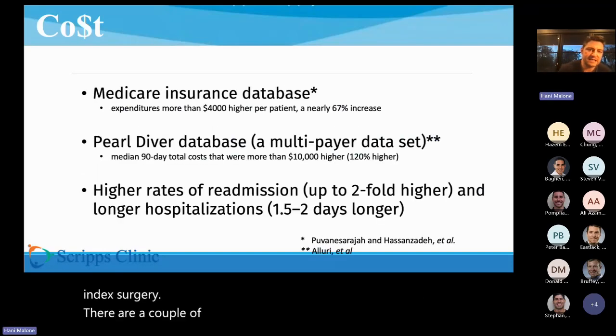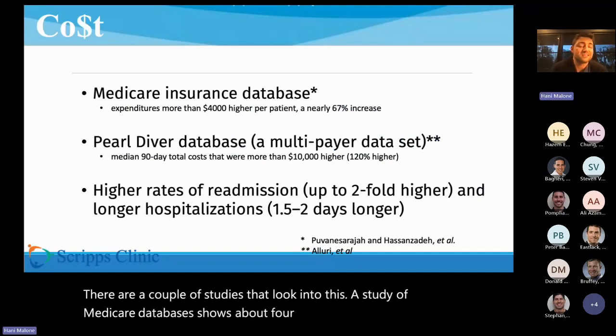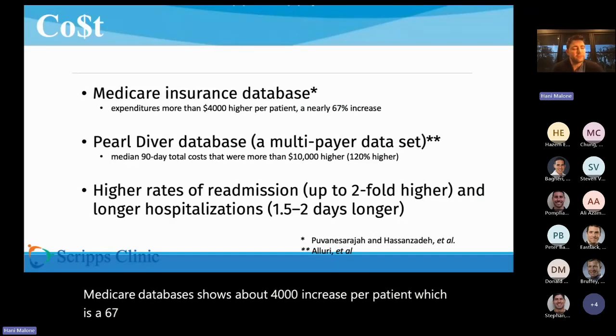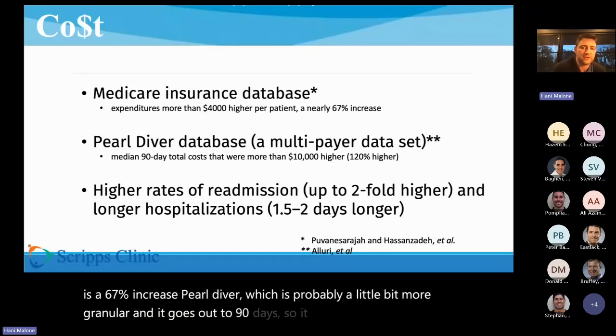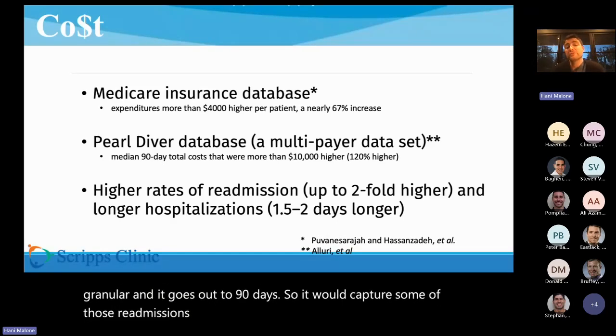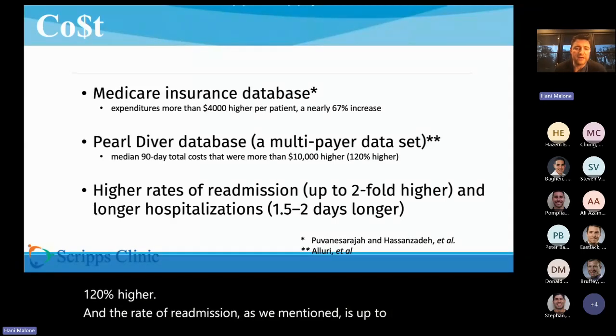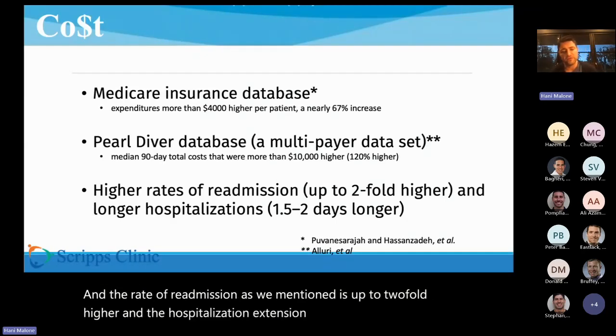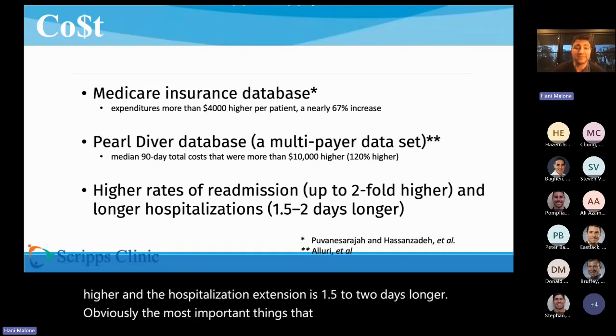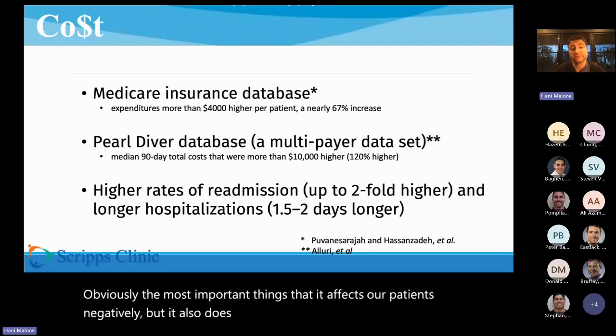There are a couple of studies that look into this. A study of Medicare databases shows about $4,000 increase per patient, which is a 67% increase. PearlDiver, which is probably a little bit more granular and goes out to 90 days, so it would capture some of those readmissions, suggests it's more like $10,000 more, which is 120% higher. And the rate of readmission, as we mentioned, is up to twofold higher, and the hospitalization extension is 1.5 to 2 days longer. So obviously, the most important thing is that it affects our patients negatively, but it also has a pretty significant burden on our healthcare system.